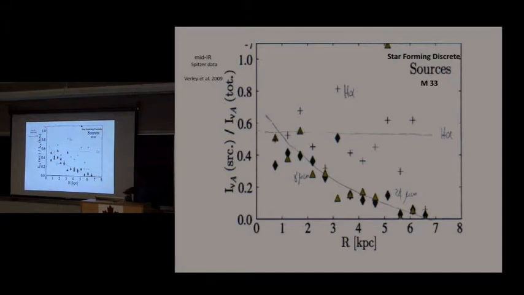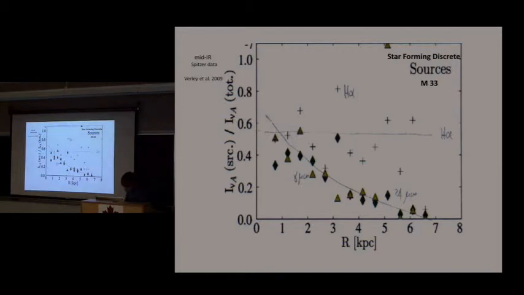So if you just flip it, use your imagination, whatever amount is coming from the discrete sources, the rest is coming from the diffuse component. At the central part, the diffuse component at 24 micron is approximately 50%, and at the outer part it is approximately 80 to 100%. And this diffuse component is not coming directly from the H2 region. These are coming from AGB stars and planetary nebulae distributed in a much more complex way.